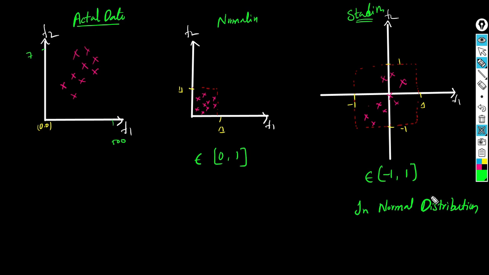These are the two most important preprocessing techniques we are going to use before modeling, especially when we are using distance-based approaches like KNN, logistic regression, SVM, and also before applying deep learning models. It is very important to apply normalization or standardization before applying deep learning models.